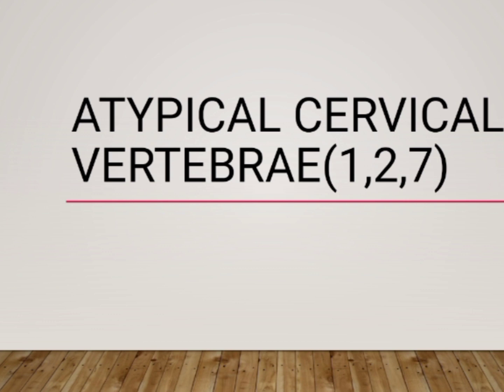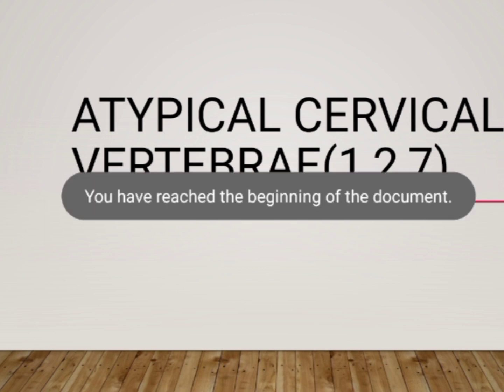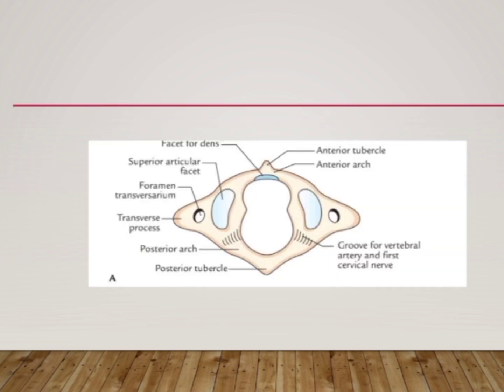Okay, and there are typical and atypical cervical vertebrae. 3 to 6 are typical vertebrae, and 1, 2 and 7 are atypical cervical vertebrae. Today we are discussing the first cervical vertebra, that is atlas. And we are concentrating on today's topic, that is the first cervical vertebra.